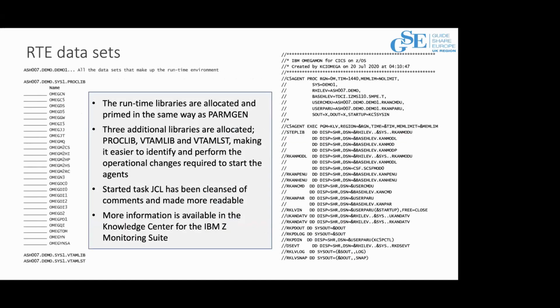Then you've got the RT dataset. This is what the output is from the generate. So you'll see the OMEGAMON agent datasets.